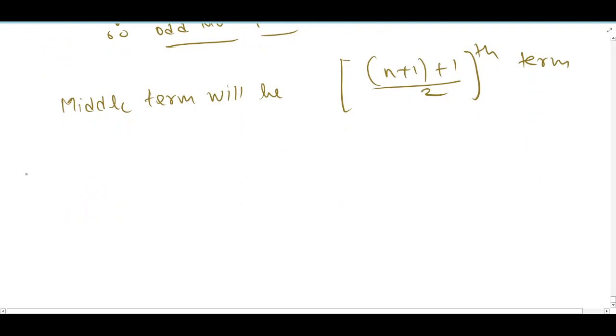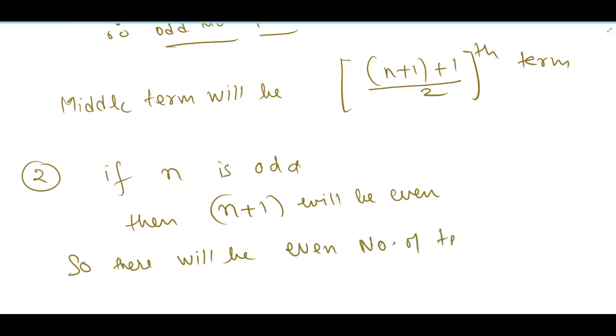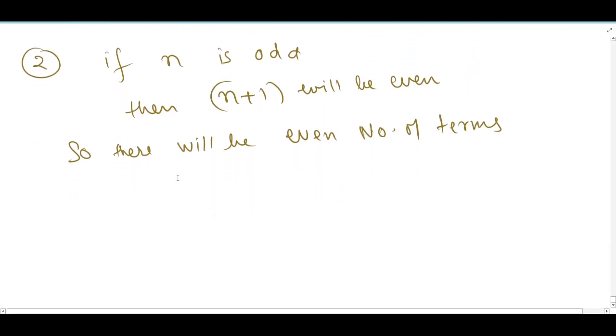And second, if n is odd, then n plus 1 will be even. So there will be an even number of terms. When the number of terms is even, we have two middle terms.